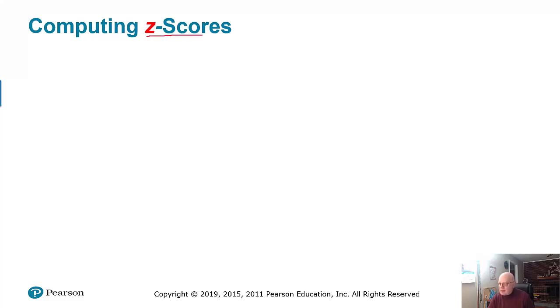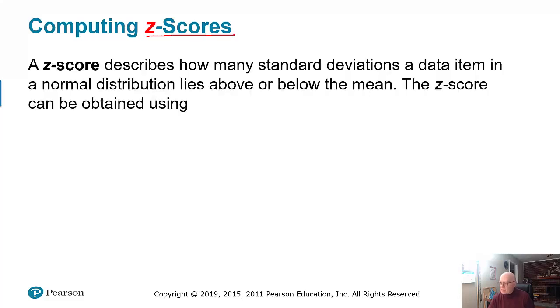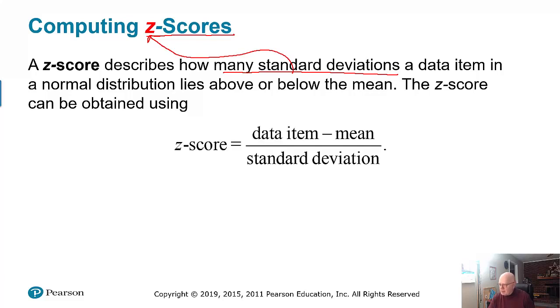How do you compute z-scores? Well, it's very easy. It's going to talk about how many standard deviations. So if you connect standard deviations with z's, you'll be in business. The z-score can be obtained by just such a calculation. The data item, usually we represent by an x. And the mean we usually represent by mu for our population, if it's the mean of the population. And on the bottom, standard deviation. And there you go. Do the subtraction on the top, divide by the bottom, you've got your z-score.